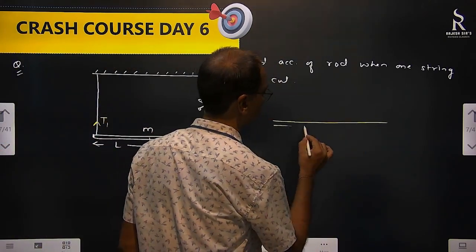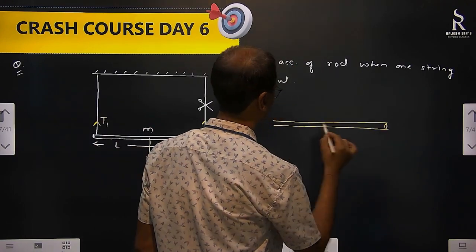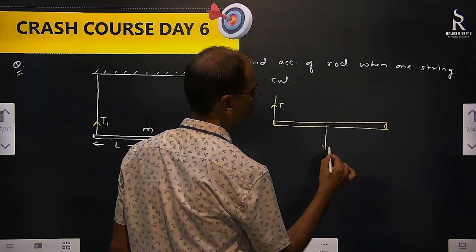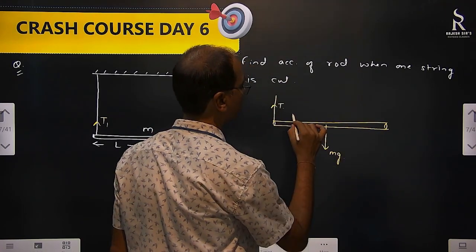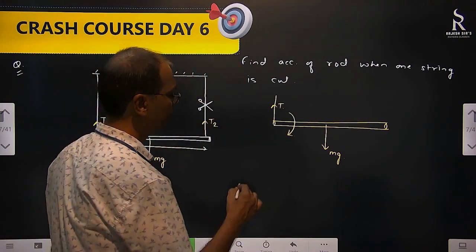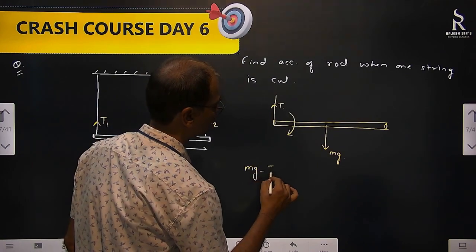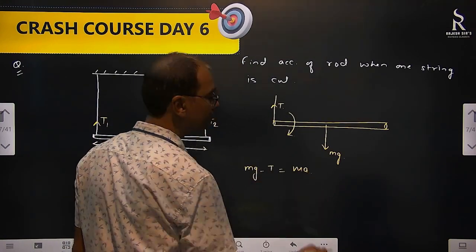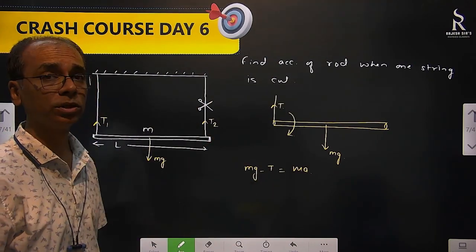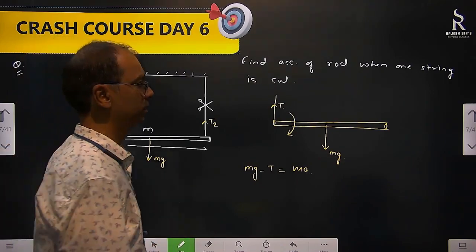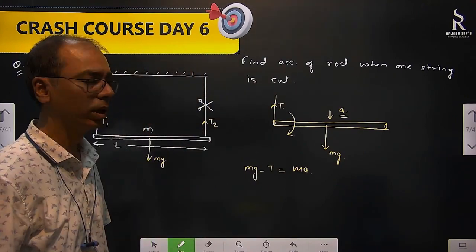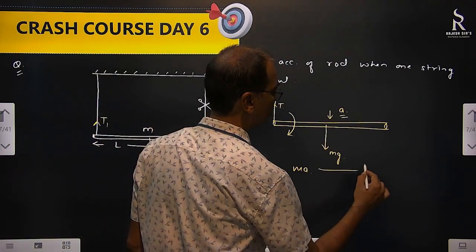Now the condition is like this. This is the rod. Here is tension T acting, and here is mg acting. And we know that the rod is going down. So the first equation I write is mg minus T equals mass into acceleration. It's going down, and the acceleration is what we have to find. Which point's acceleration is this? The center of mass.